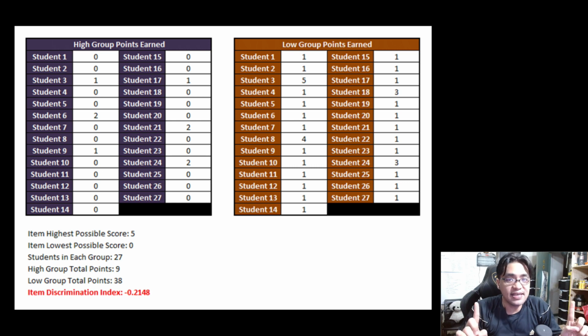Now, let's consider this example on the screen right now. You may pause the video if you want to take the time to perform the calculation yourself. This item is a non-dichotomous item with the highest possible score of 5 and the lowest possible score of 0. There are 27 students in each group. If you total the scores of everyone in the high group, the result will be 9. And if you total the scores of everyone in the low group, the result will be 38. After applying the formula, the item discrimination index for this test item is negative 0.2148. This indicates that this item is not discriminating.